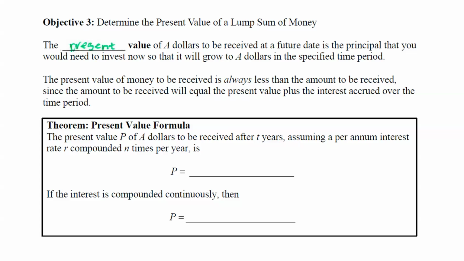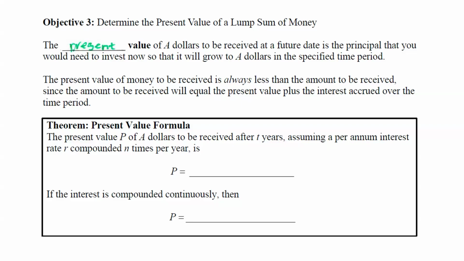So the present value of money to be received is always less than the amount to be received, since the amount to be received will equal the present value plus the interest accrued over the time period. So think of it this way. $1 today is worth more than $1 tomorrow because today's dollar can earn interest.